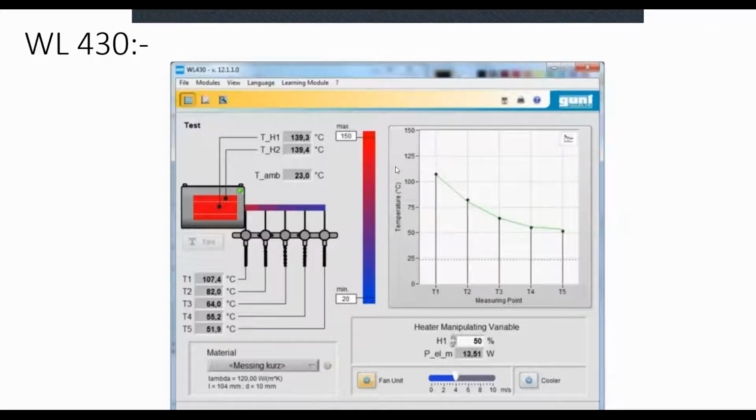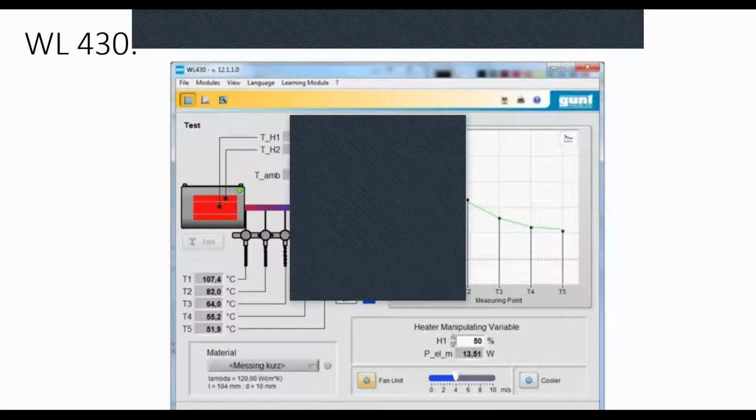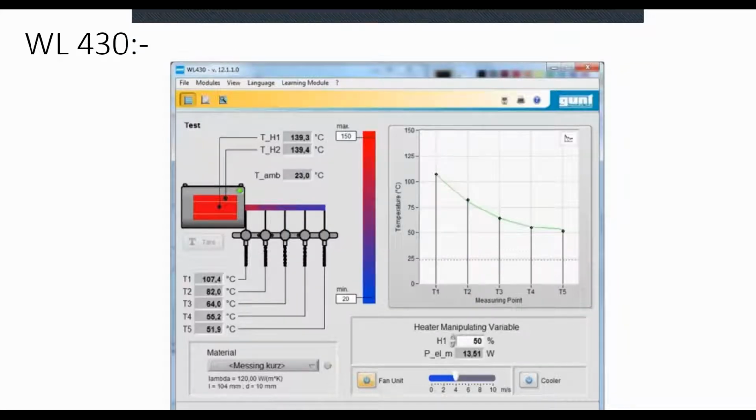So this is the software interface which we are going to use to control this apparatus and do this experiment. So this is the thing, and I think after playing the video you will understand better.